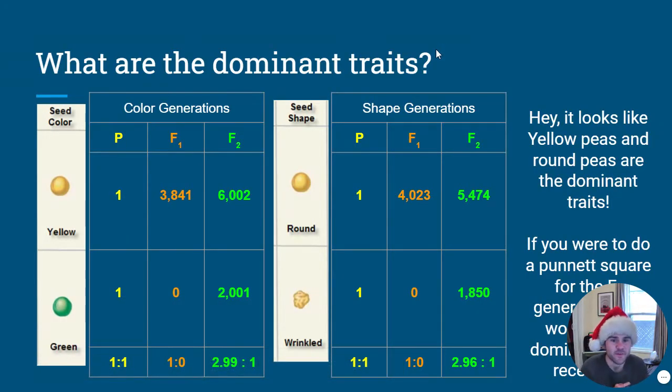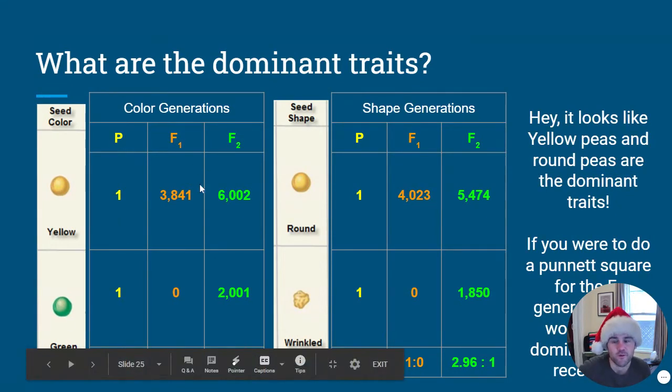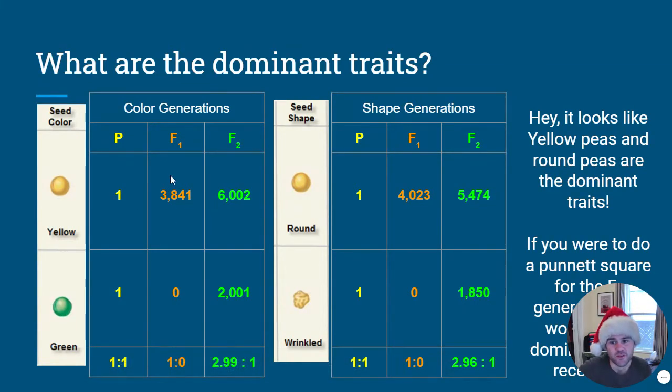So when we look back at Mendel's P's, what are the dominant traits? Well, we can see that when we mixed yellow and green and all of them were yellow, or our heterozygous F1 generation was all yellow, we can assume yellow is dominant. Same with round. Because all the heterozygotes were round, we can assume that that is our dominant trait. And if we were to do a Punnett square, we would find very similar ratios.